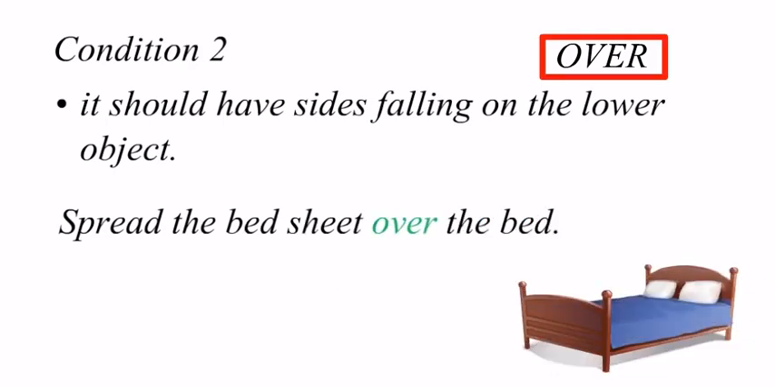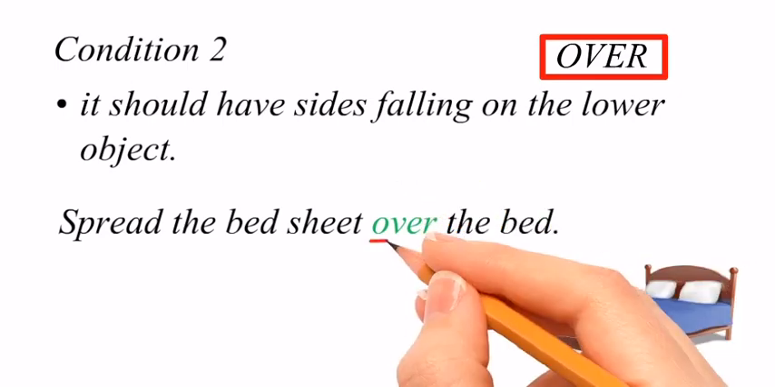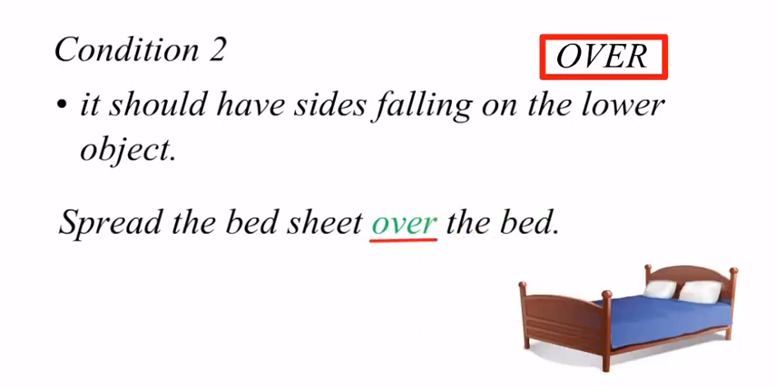Now when you say spread the bed sheet, you can't say spread the bed sheet on the bed. You will say spread the bed sheet over the bed. Because when you spread it, its sides fall over the bed and it makes a 3D shape.